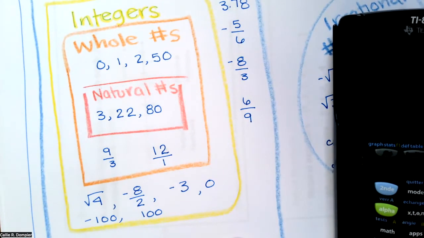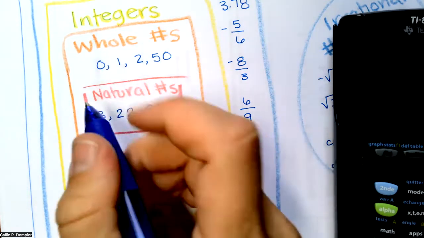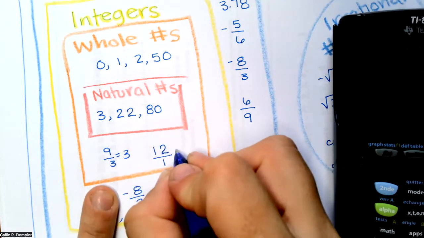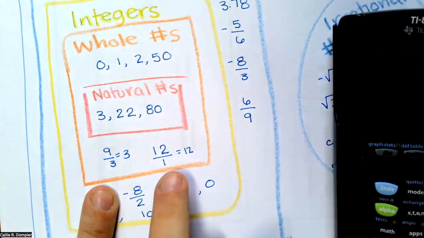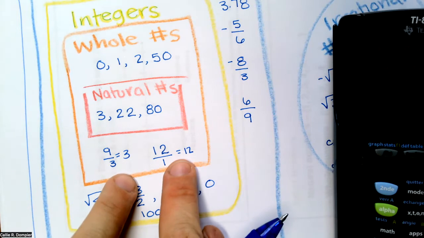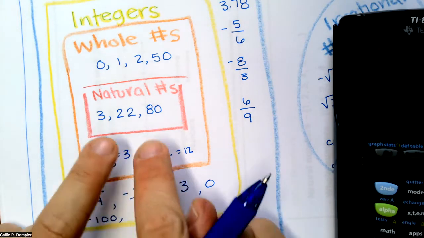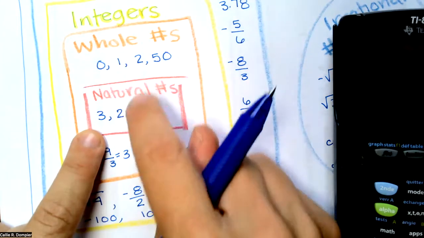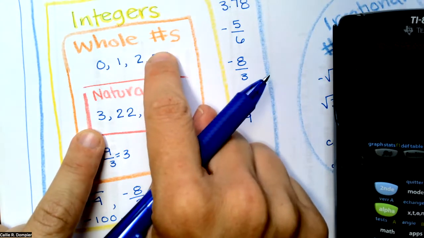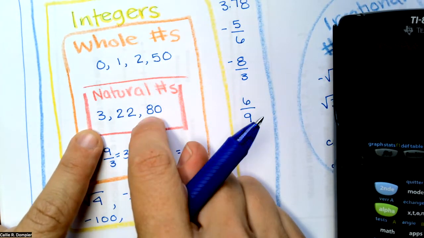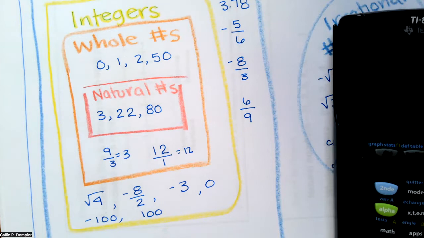Within integers are whole numbers, which are integers that are not negative. So whole numbers means there are no decimals, there are no fractions, and there are no negatives. So 9 divided by 3, that's actually just 3, right? 12 divided by 1 is just 12. So it can be written as a whole number. Natural numbers are all of the whole numbers except 0. So whole numbers are only positive and 0. Natural numbers are only positive numbers.